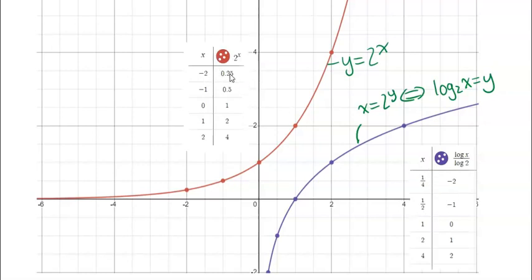But negative 2 and 0.25 is the same as 0.25, or a quarter, and negative 2. Negative 1 and 0.5 is the same as a half and negative 1. We've swapped the x and y values, but all the values are the same otherwise. 0, 1, 1, 0, 1, 2, 2, 1, 2, 4, 4, 2. It is the inverse of the other function.